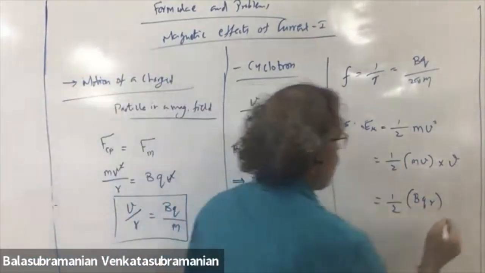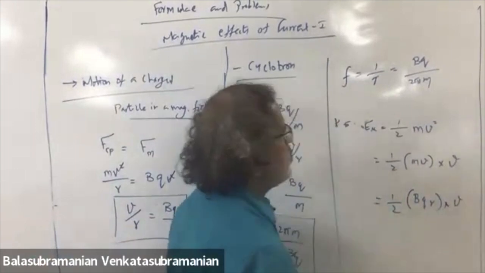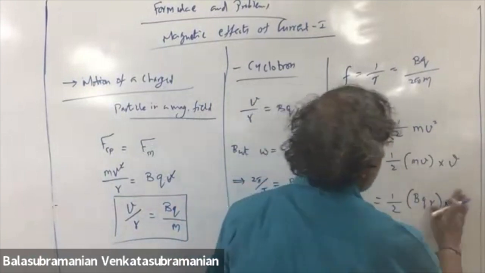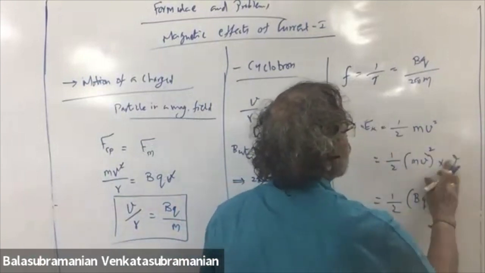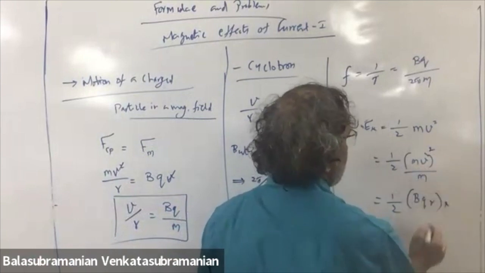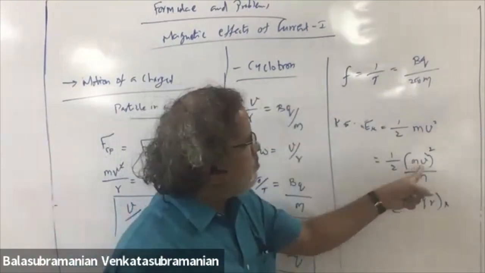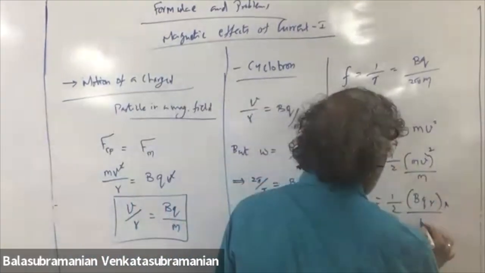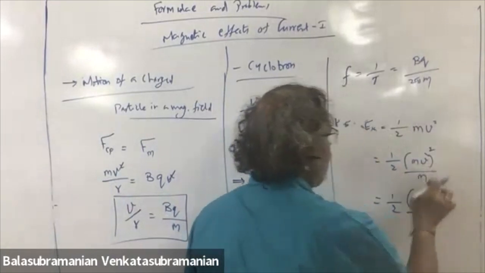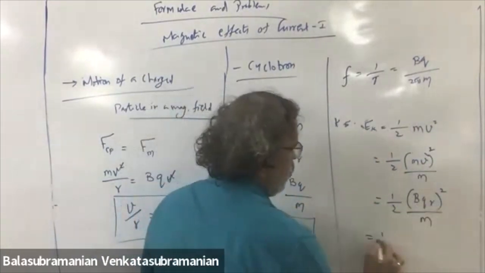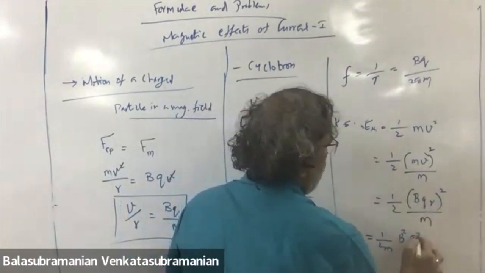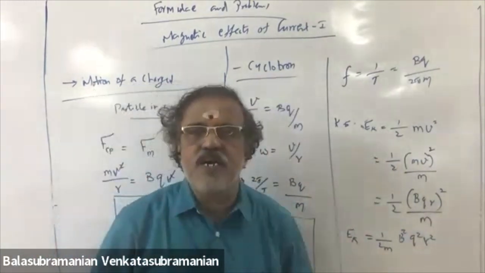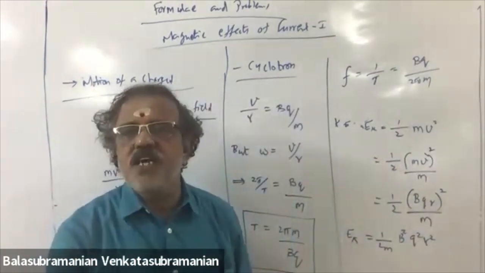mv is BqR into mv square. So what we are doing here means put the whole square here, then divide by m, so that you will get m square, v square by m, one m gets cancelled. So BqR by m, the whole square. mv is nothing but BqR. So we can write 1 by 2m B square q square R square is the kinetic energy of the charged particle moving in the D's of a cyclotron.